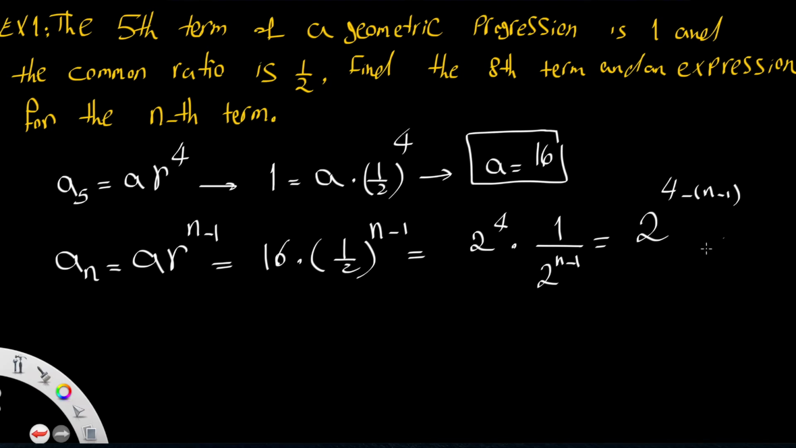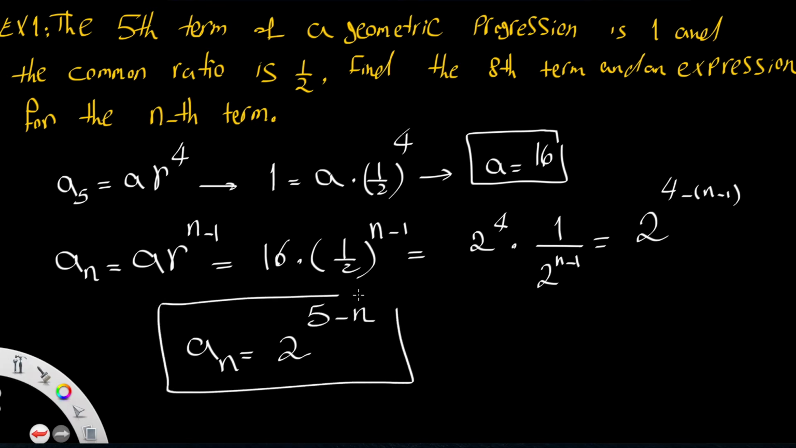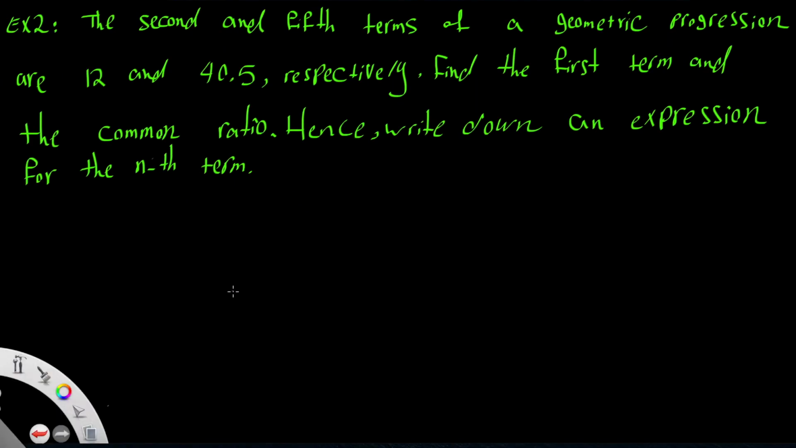Then there is no need to write 1. So an will be 2 to the power of 4 minus 1, which will be 5 minus n, and it is an expression for the nth term of this progression.